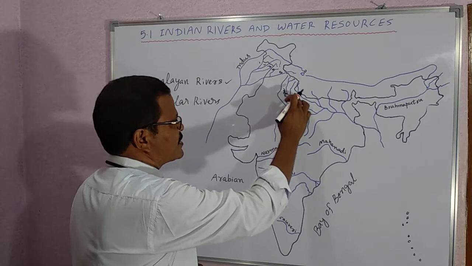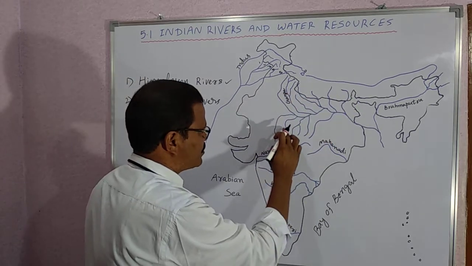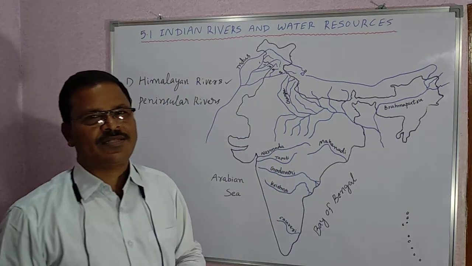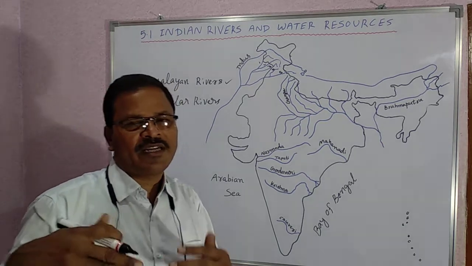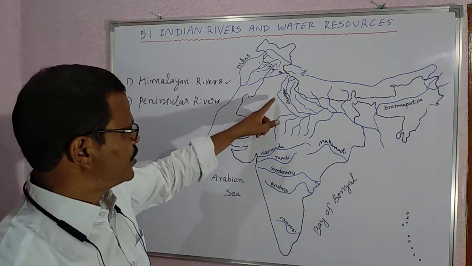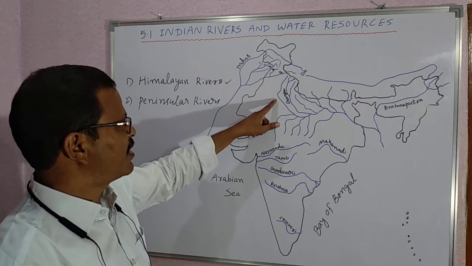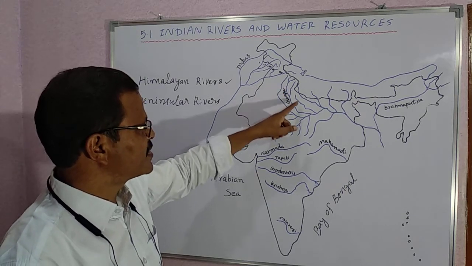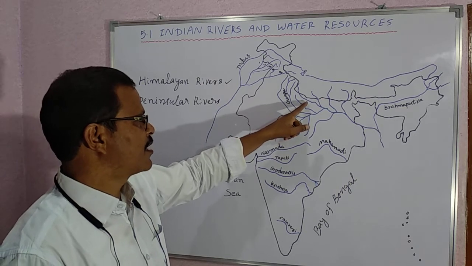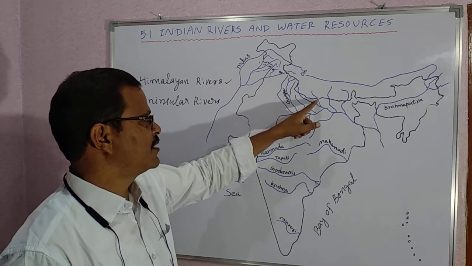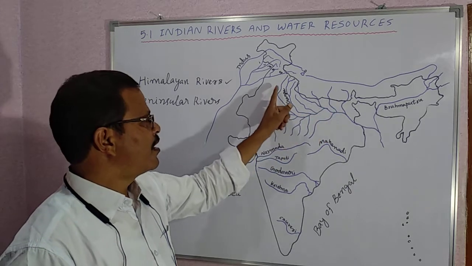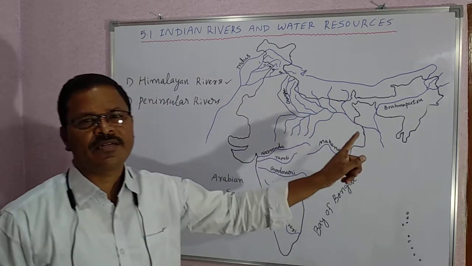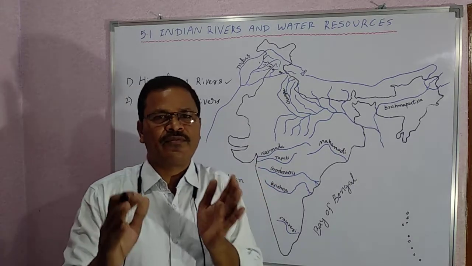All these tributaries are Himalayan rivers. All these tributaries are Peninsular rivers. Let us know what the names are. This is Yamuna. This is Ramganga. This is Gomati. This is Ghagra. This is Rapti. This is Gandak. This is Saptakosi. All these are Himalayan rivers, and all these are tributaries of Ganga.